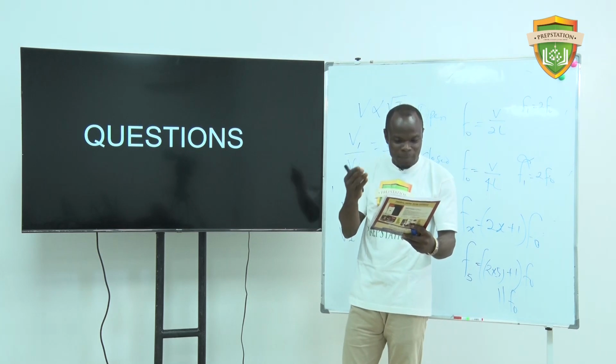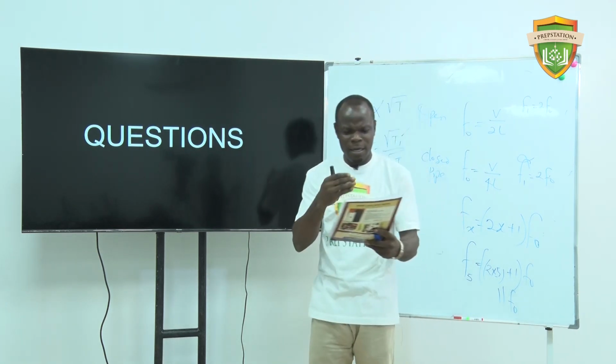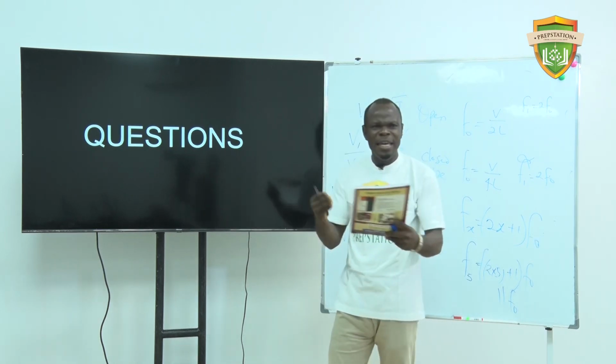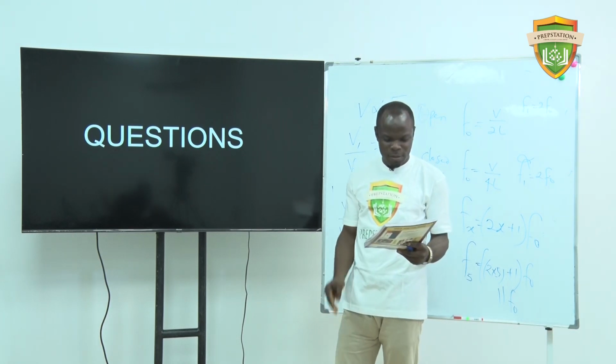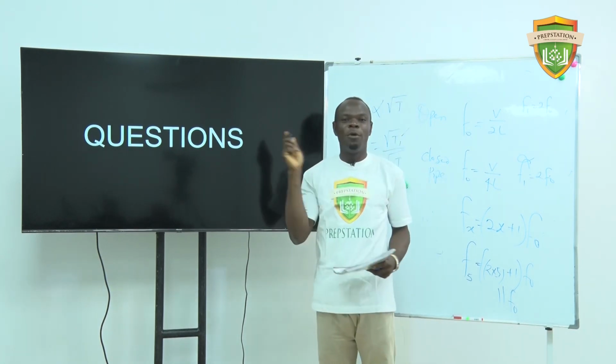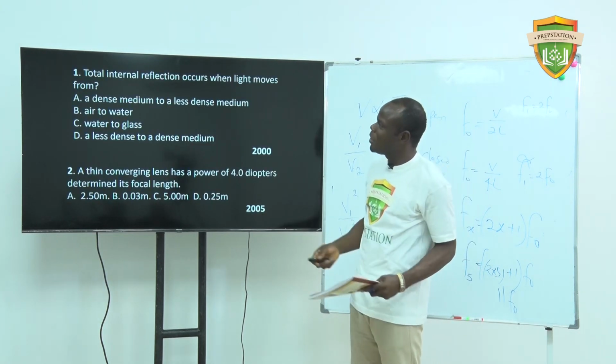When an athlete perspires after running, what do you think happened? How does it lose what? Heat. That will be through what? Through evaporation. So let me stop at that while we move into our questions. So, question number 1.